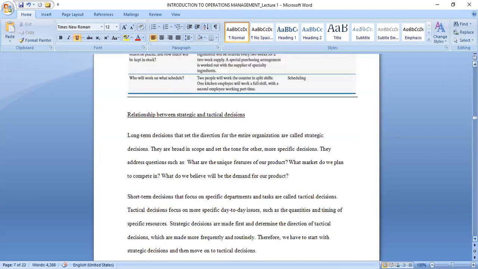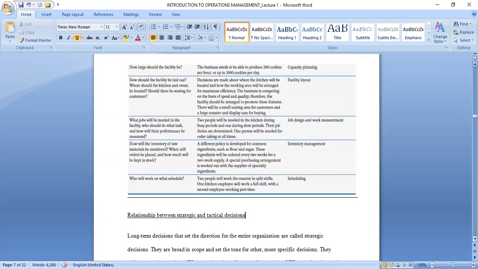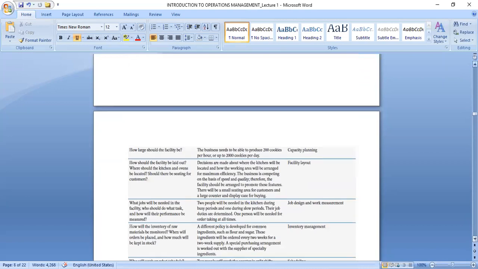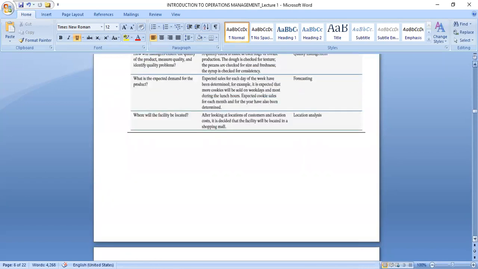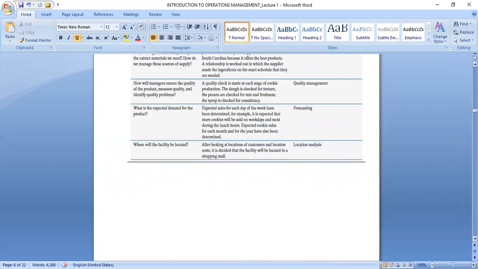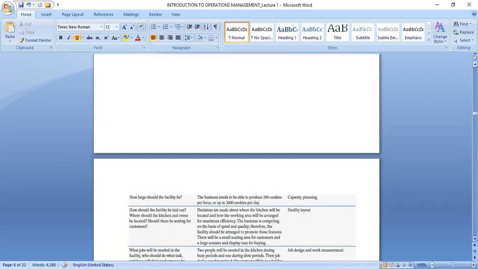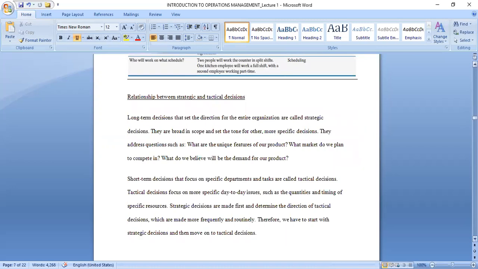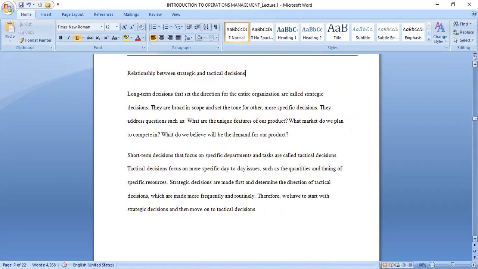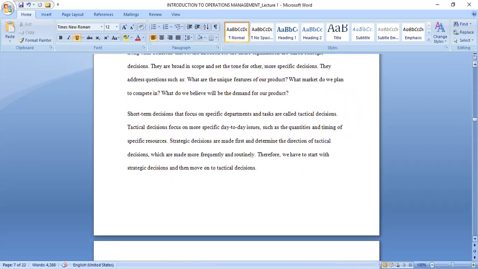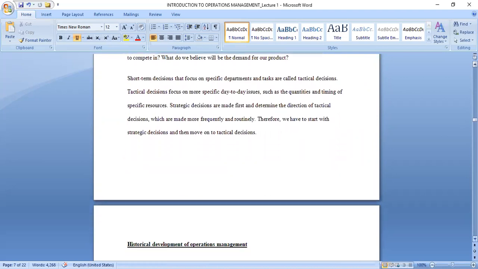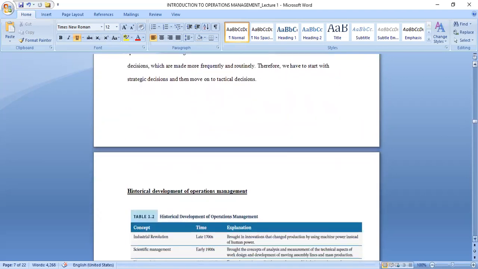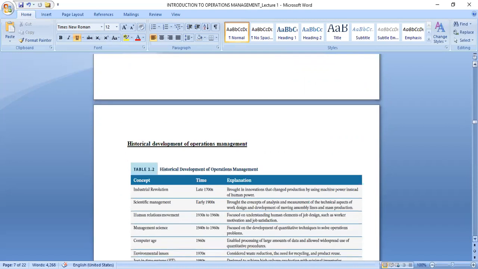The long-term decisions can be, for example, determining the location of the business, facility layout, and forecasting. All those are long-term, strategic decisions. But tactical, or short-term, decisions are made for the day-to-day issues of the business, such as scheduling which worker will do what task.